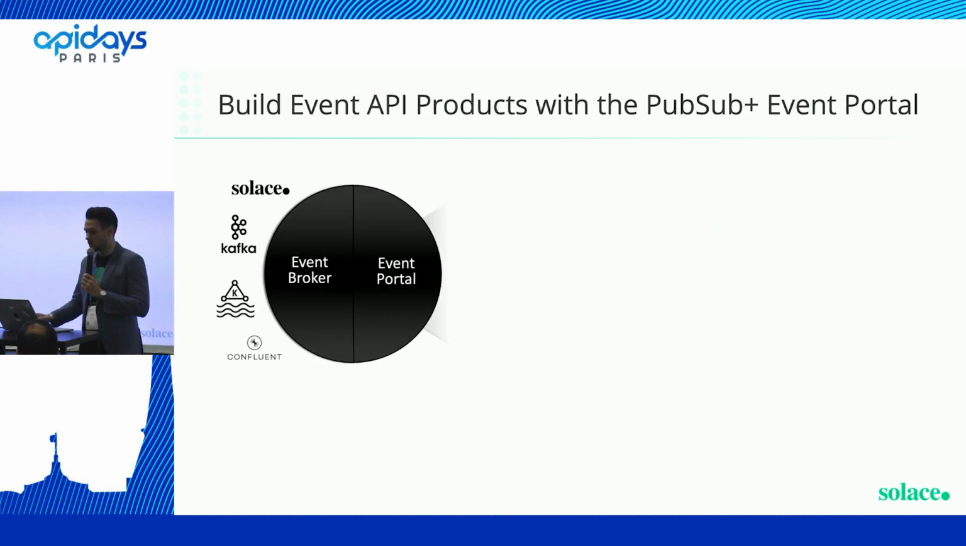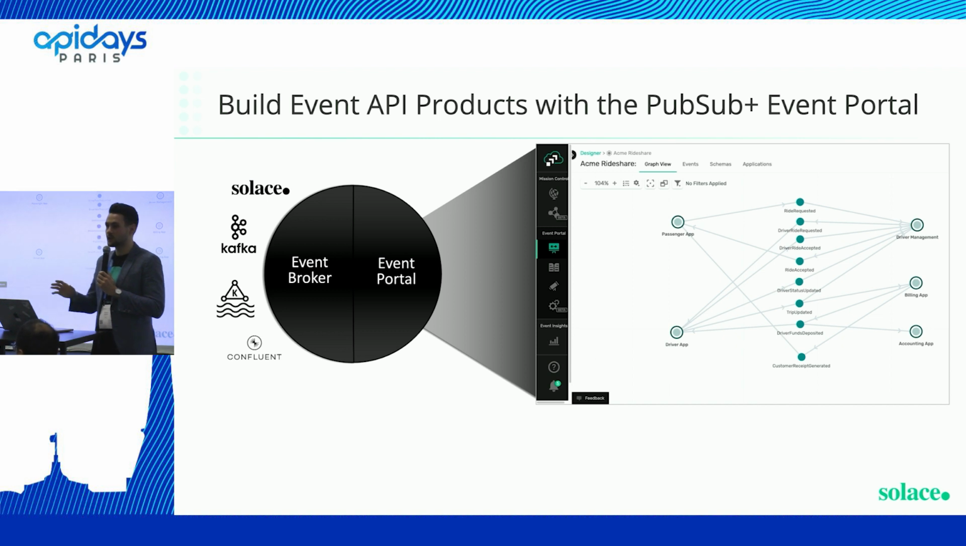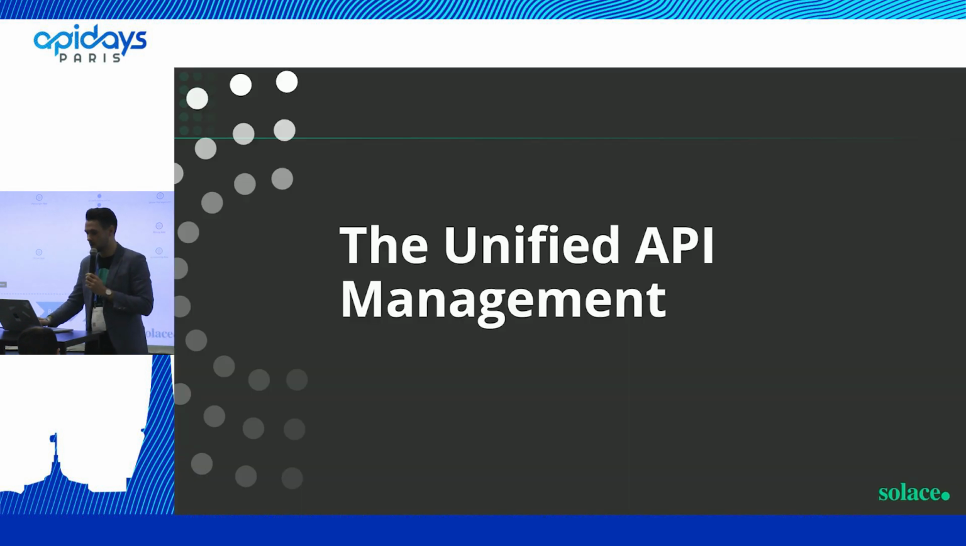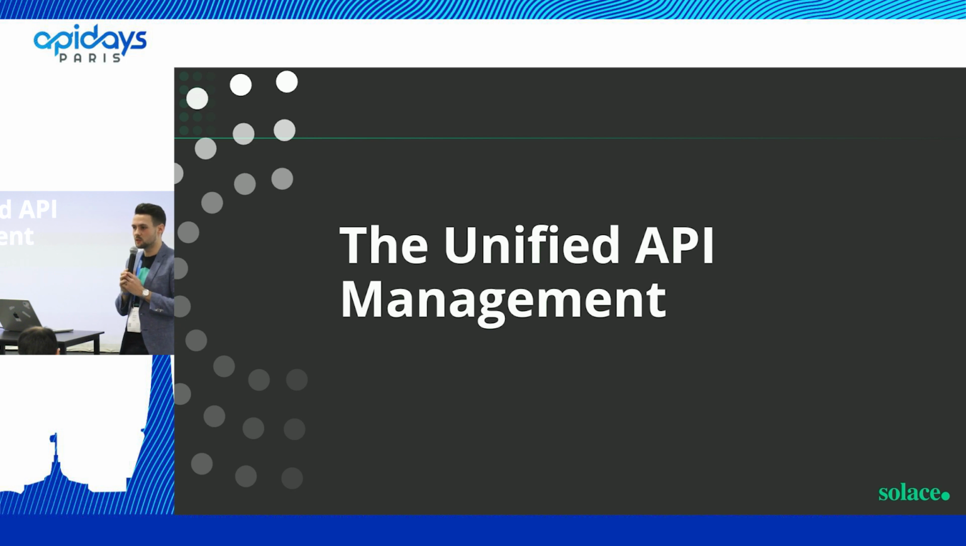Why do we need an event portal? The idea is not just to have a UI to design stuff and to be able maybe to import AsyncAPIs. The idea is also to have discovery agents which would allow you to discover all the events which are in your existing messaging clusters, like in Solace or maybe like in different Kafka versions or Kafka flavors. So to discover these events, get them into the event portal, design them, and build an event API product over the whole lifecycle. Discover, assess them, bundle them, release them, and then finally manage them. This is all you can do with the event portal.